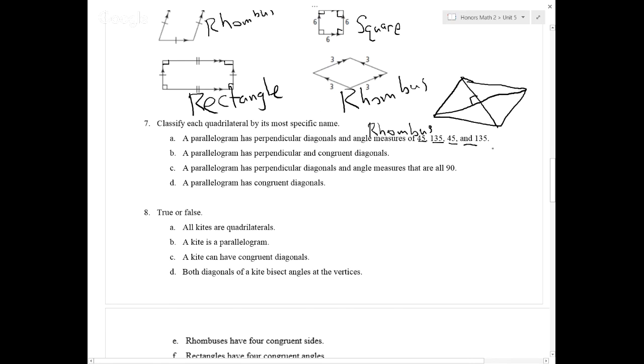A parallelogram with perpendicular and congruent diagonals. So now we have, that was a terrible line. That's not much better. We're just going to scratch that one out. Let's go up here and use this one. And that line's even worse.